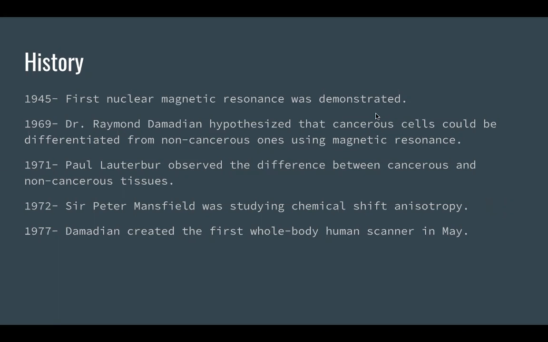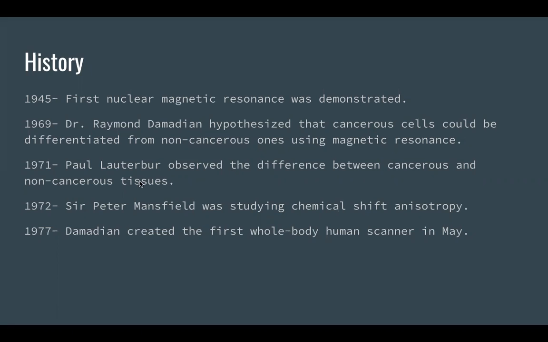In 1969, Dr. Raymond Damian hypothesized that cancerous cells could be differentiated from non-cancerous ones using magnetic resonance. He theorized that cancerous cells hold more water and would show up in MR due to the increased number of hydrogen atoms in relation to the extra water. Damian performed an experiment with both cancerous and normal rats. In 1971, Paul Lauterbur observed the difference between cancerous and non-cancerous tissue.